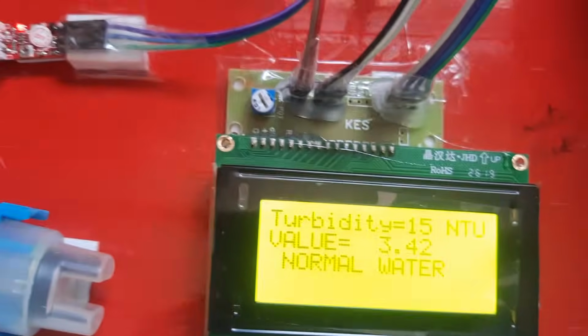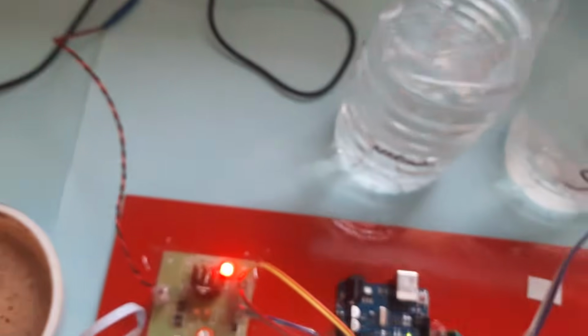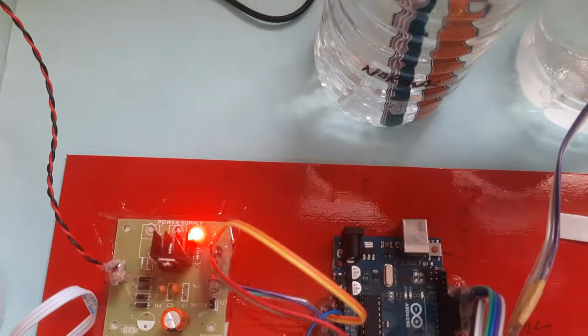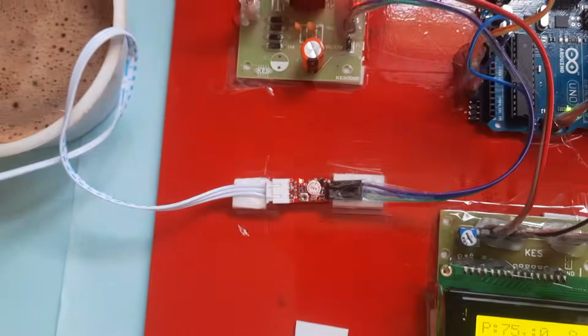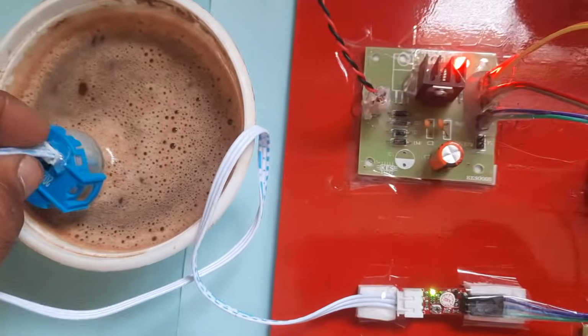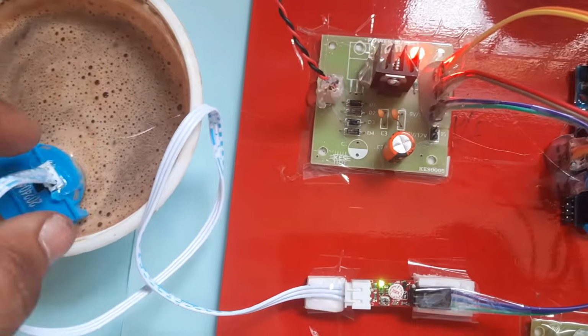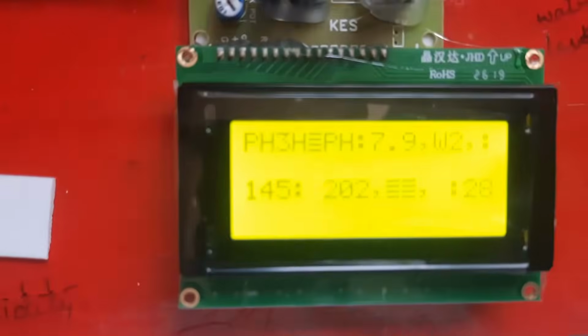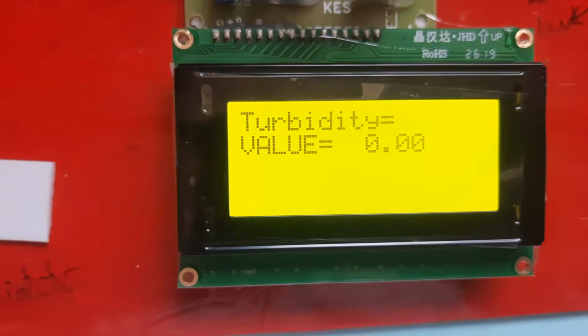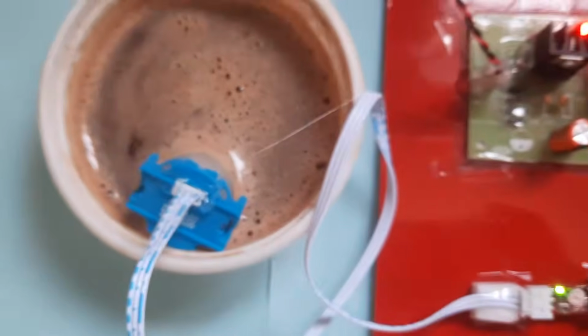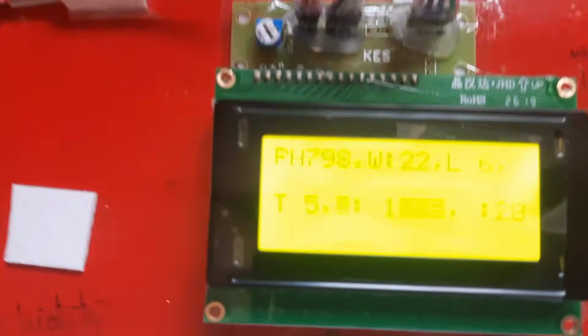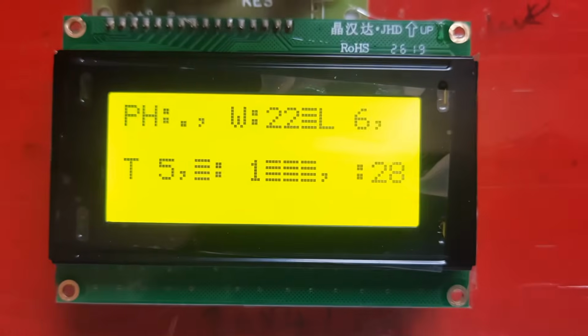Now I'm going to put it into the normal water, and the turbidity sensor goes to turbidity 0. pH 7.9. Water level 22.